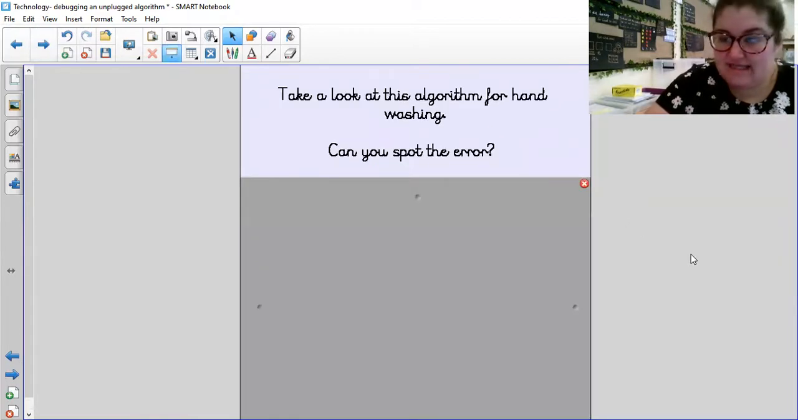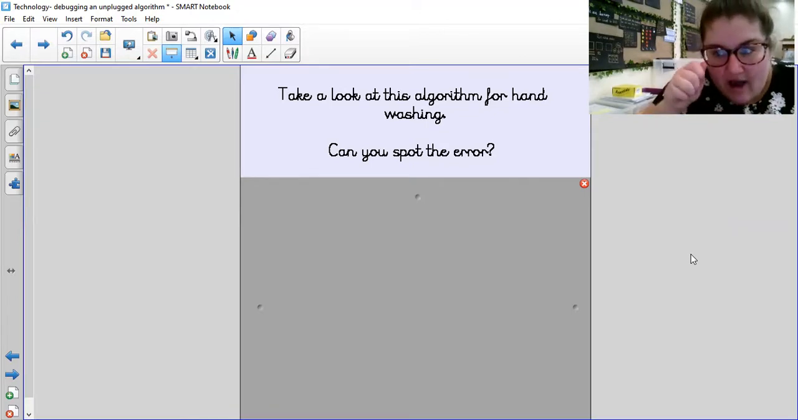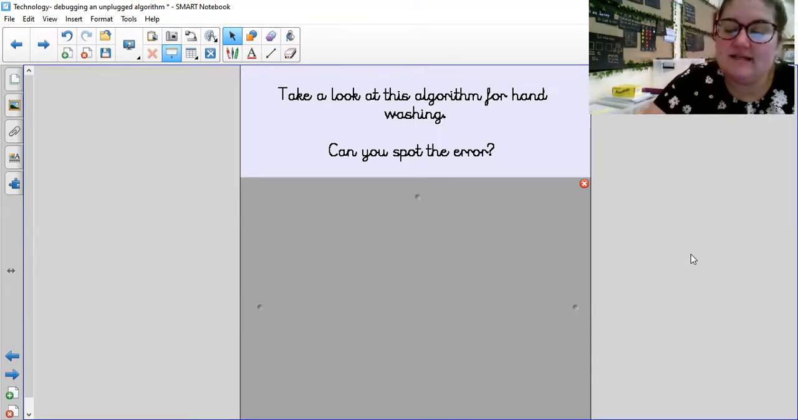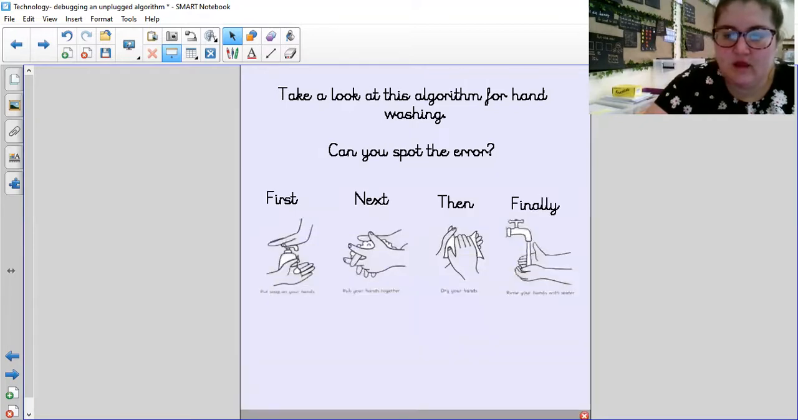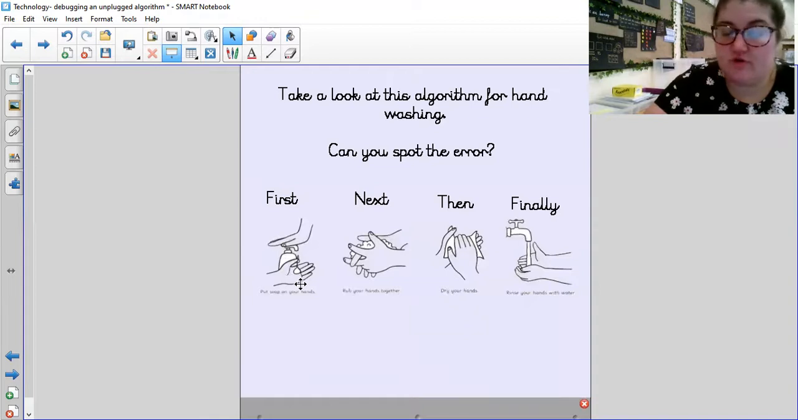So have a look at this algorithm for hand washing. Can you spot the error? So I don't want you to debug it right now. We're not going to fix it. I just want you to look, okay? And I want you to use your magnifying glass, okay, to see if you can spot where this person went wrong. Here we go. First, put some soap on your hands. Next, rub your hands together. Then dry your hands. Finally, rinse your hands with water.